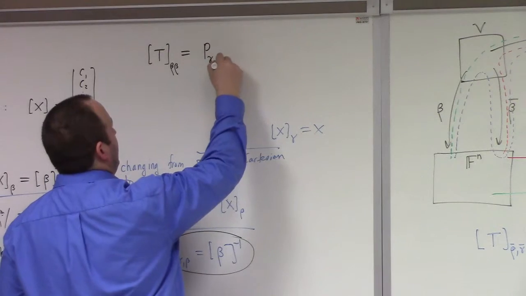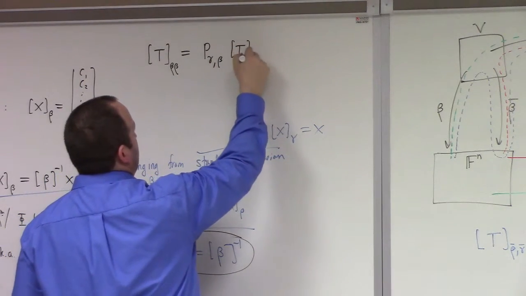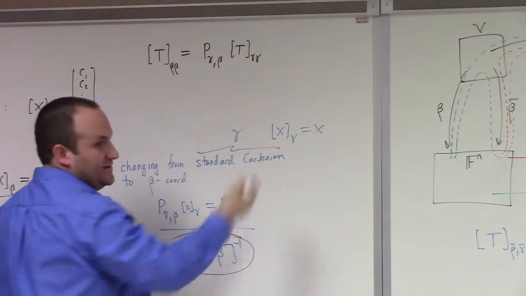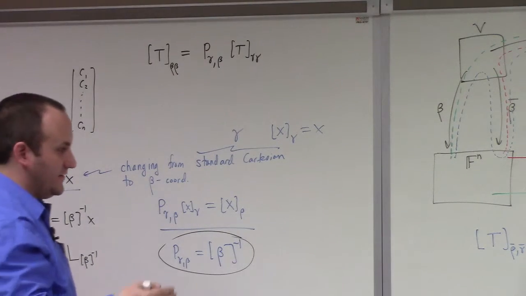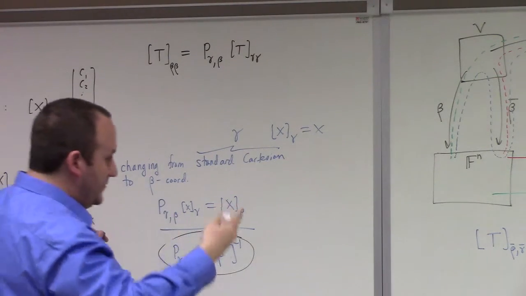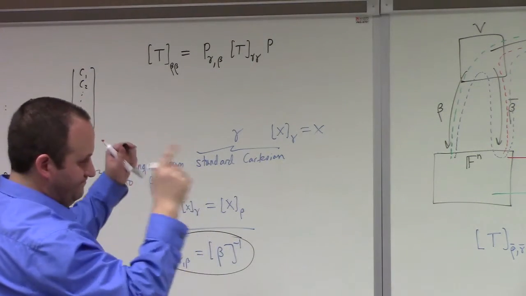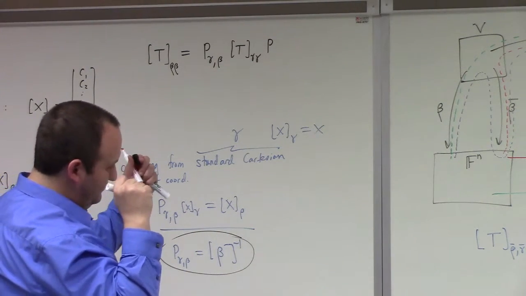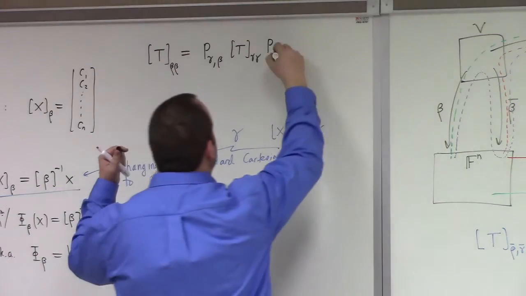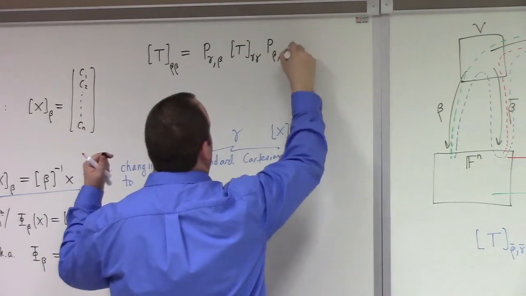Gamma, beta, standard matrix, which I'll just call T gamma gamma for the purposes of making the pattern clear. And then P what? Beta, gamma.